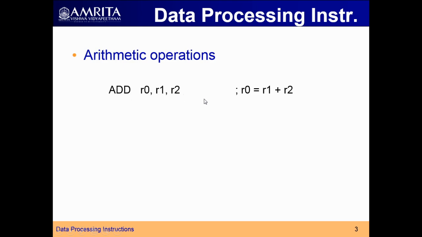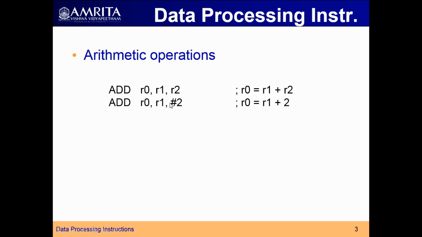And what will be the operation? R0 will be equal to R1 plus R2. The contents of R1 and R2 will be added together, and the result will be stored in R0. This is the first type of add. Next, in the second type, you can see ADD R0, R1, #2. What is the difference between the first and second instruction? The second operand has been changed. Here the second operand is an immediate value.